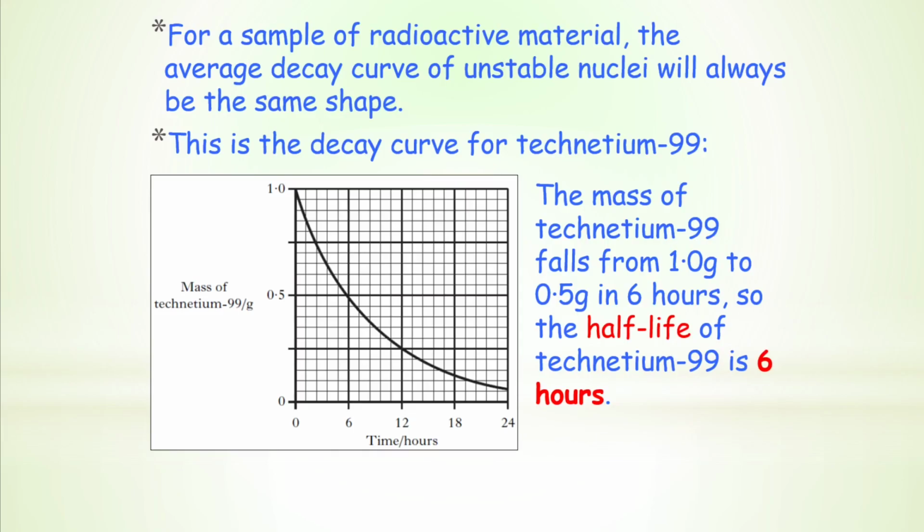There's some information in there explaining exactly what I've just said. It takes 6 hours for our technetium-99 to fall from 1 gram to half a gram. It doesn't matter how much of it we have, it's always going to be 6 hours for this particular isotope. It won't be 6 hours for every single radioactive isotope, but for this one it is always going to be 6 hours.